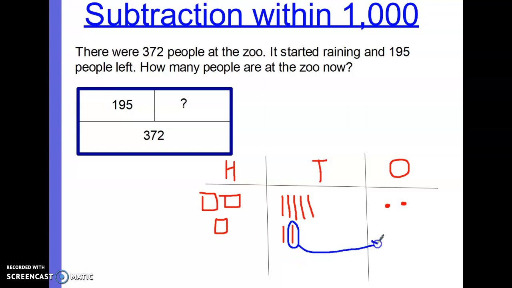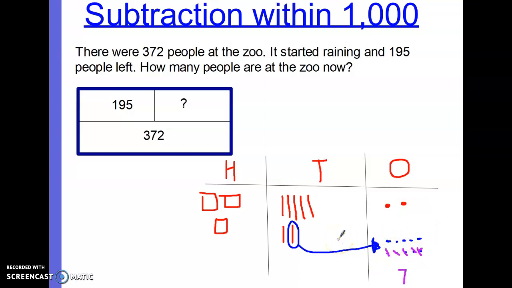Remember, 10 ones equals a 10. So we're just swapping out a 10 rod and putting our 10 ones. So 1, 2, 3, 4, 5, 6, 7, 8, 9, 10. Now I can subtract my 5 ones. So 1, 2, 3, 4, 5. And now I'll count what's left. 1, 2, 3, 4, 5, 6, 7 ones are left.